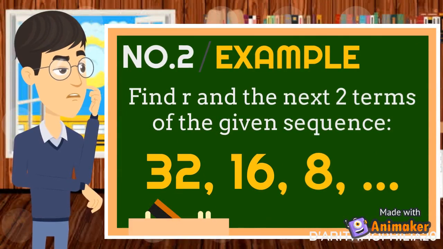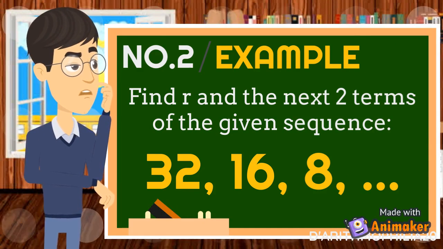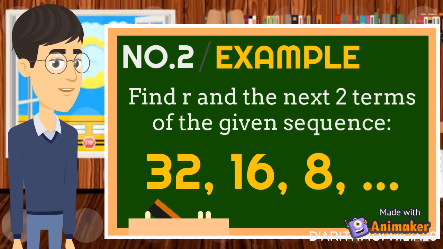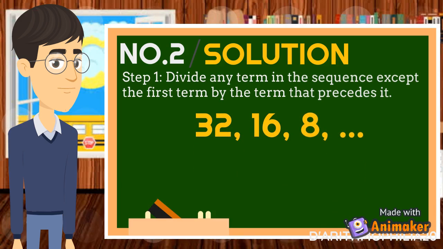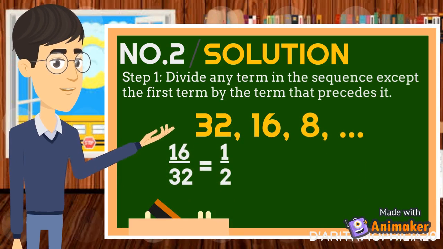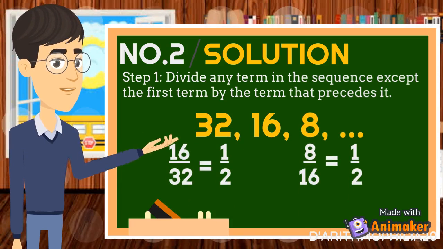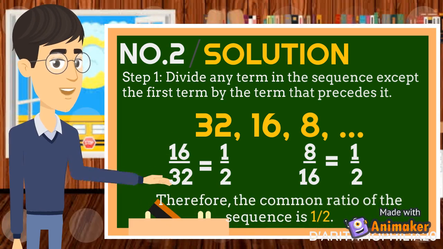Let us now have example number 2. Find r and the next two terms of the given sequence: 32, 16, 8. Again, the first thing we are going to do is to divide any term in the sequence by the term that precedes it. We have here 16 divided by 32, and 8 divided by 16. Both will lead us to the answer of 1/2. Therefore, our common ratio is 1/2.